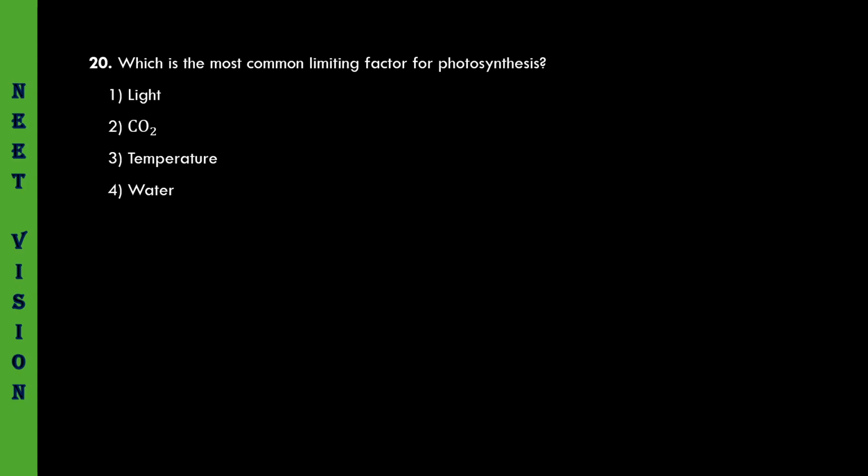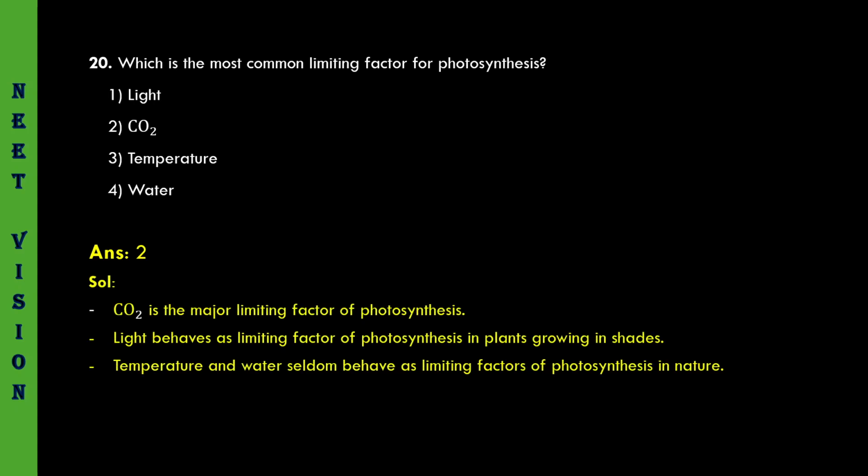Second option must be the correct one. Let us see. Second one is given. CO2 is the major limiting factor of photosynthesis. Light behaves as a limiting factor of photosynthesis in plants growing in shades and in cloudy days. Temperature and water seldom behave as limiting factors of photosynthesis in nature.